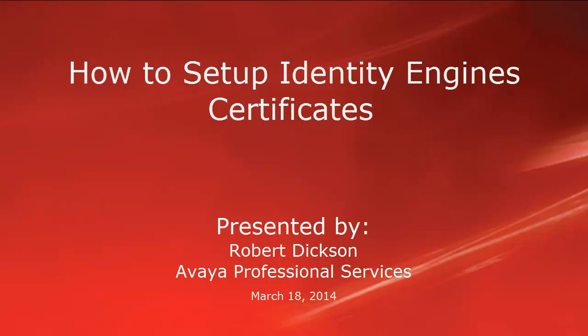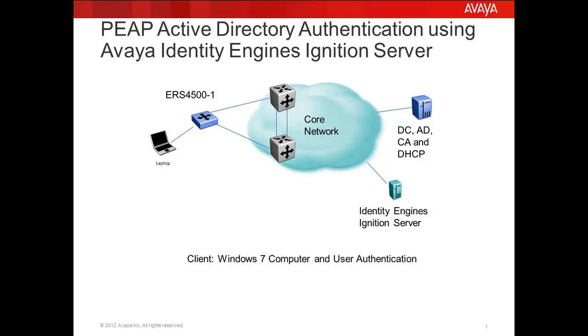This video is about how to install a signed server certificate and a CA root certificate within Identity Engines. For this configuration example, we will use Avaya's dashboard application to generate and install a signed server certificate for the Ignition server and to install the CA root certificate.